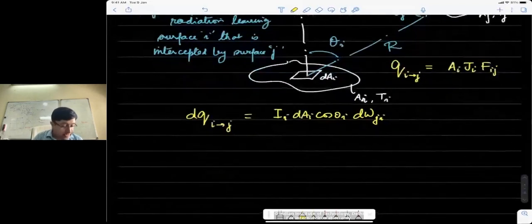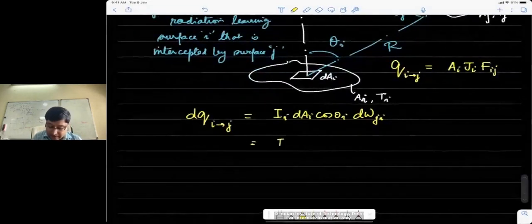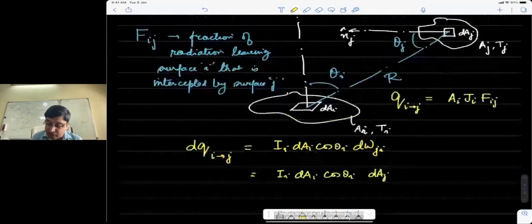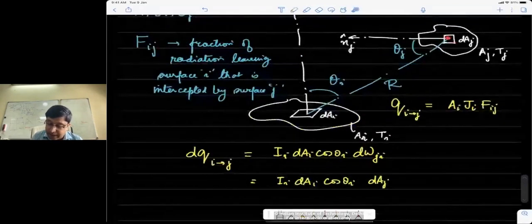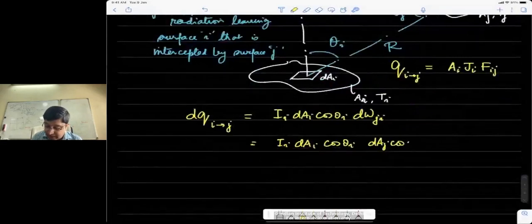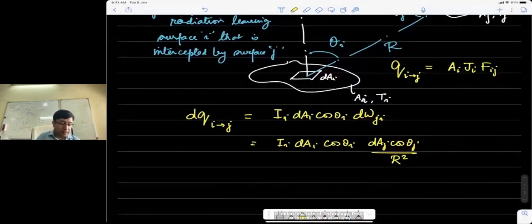So we can take it a little further. Now I can also write this as I dAi cosine theta i, and d omega ji will be just dAj, basically the projection of dAj along this line. So the projection of that along this line is dAj cosine theta j by r square, which was the way we defined solid angle earlier.